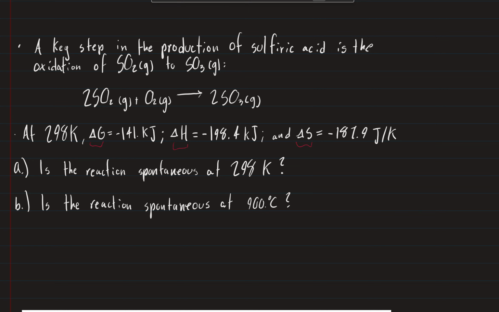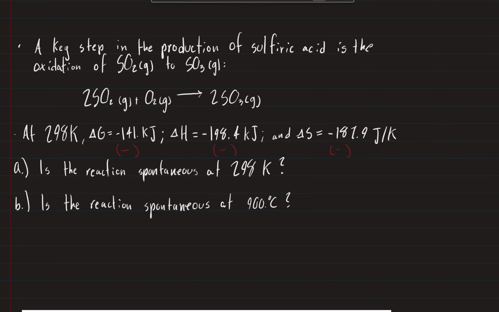Okay. So to start off the problem, we see that a key step in the production of sulfuric acid is the oxidation of SO2 gas to SO3 gas. So here we have the reaction, and then what really matters right here is what we're given. For our delta G, we notice that we're given a negative value. For our delta H, we're also given a negative value, and same for our delta S.